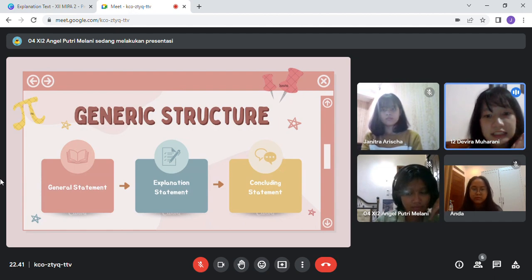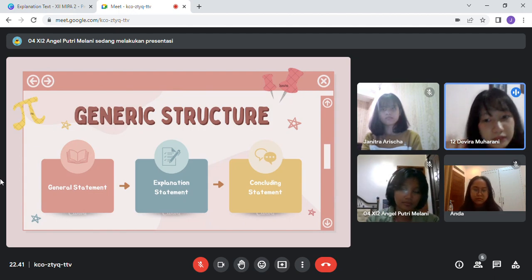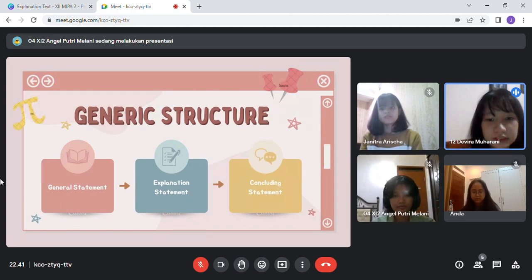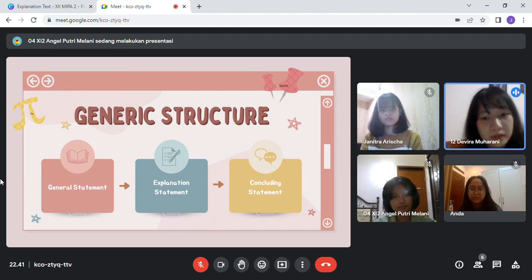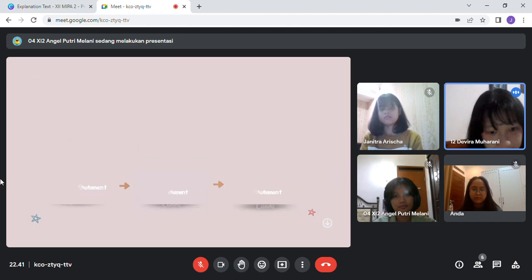The second one is explanation statement. Explanation statement includes a lot of information about the main topic or issues that the author chooses to talk about in the explanation text. The last one is concluding statement. Concluding statement contains more information that can support the main topic that the text talks about. In other words, it's like a decoration for a cake. It can be anything yet it is so important and can make the whole text more interesting and eye-catching. Okay, next.